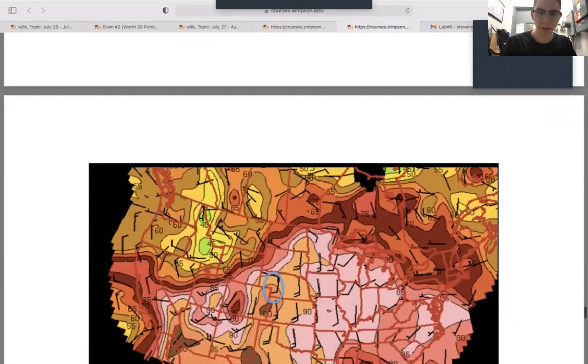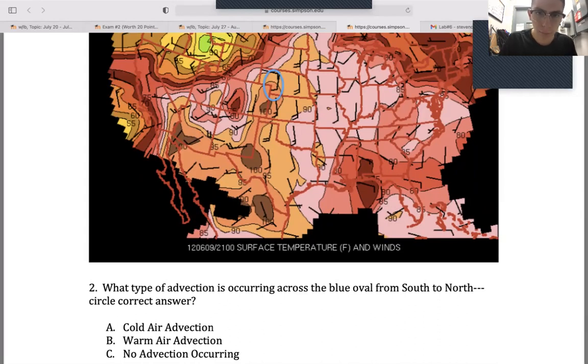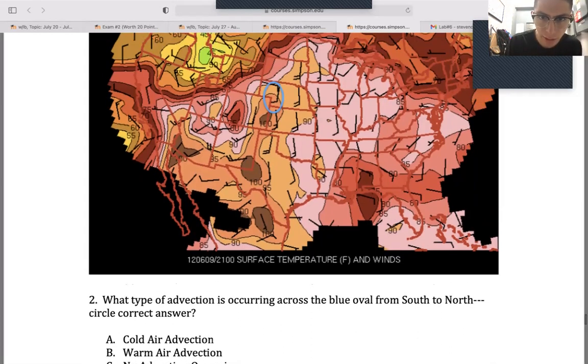And now we are moving down to question number two. Question number two asks, what type of advection is occurring across the blue oval from south to north? And I said warm advection. First I checked the isotherms, and what I put down is that there was a 10 degree change in temperature. Now let's look back at it, make sure I did it right. Okay, so we start from the brown all the way to the yellow isotherm area, and so it's 100 to 90.